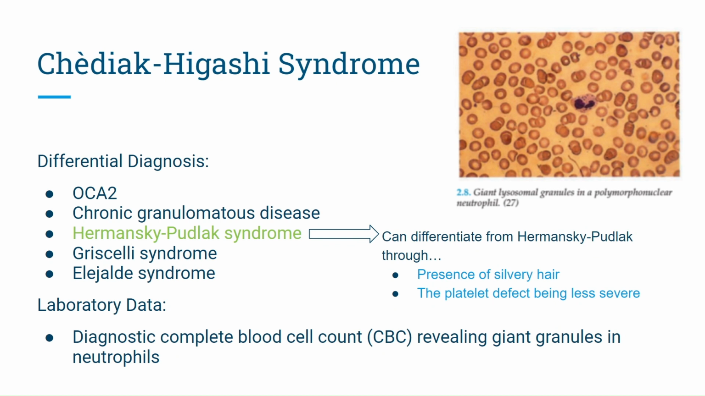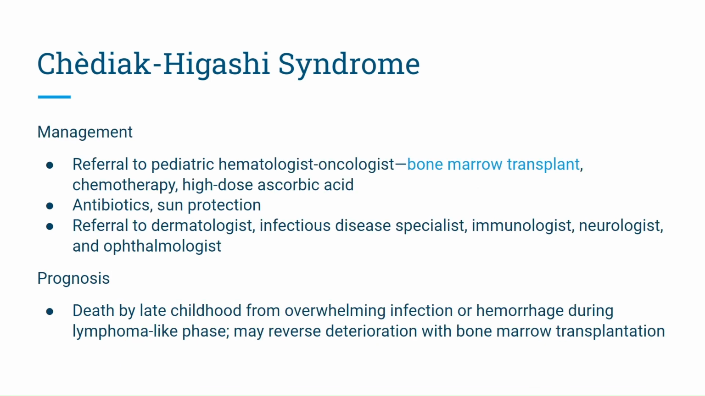So how do we differentiate Chediak-Higashi from Hermansky-Pudlak now that I've gone through both? So you can differentiate these because Hermansky-Pudlak is more silvery hairs and the platelet defect is less severe, where Chediak-Higashi has a devastating platelet defect. It also has the accelerated phase, etc. So those are kind of some things that can help narrow it down a little bit.